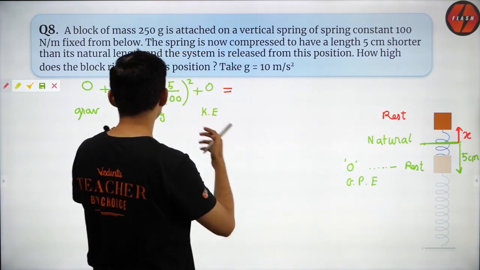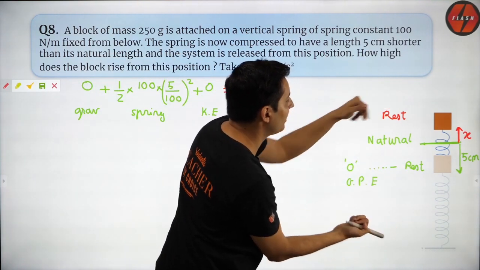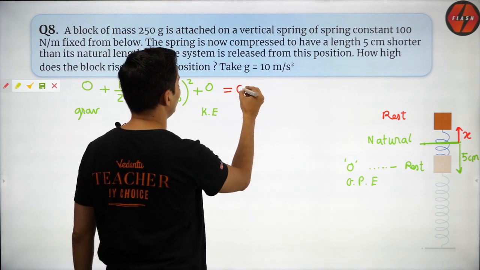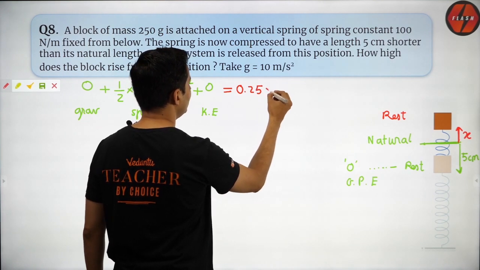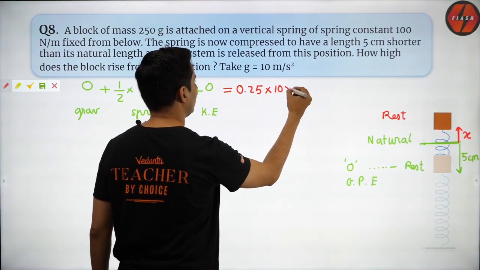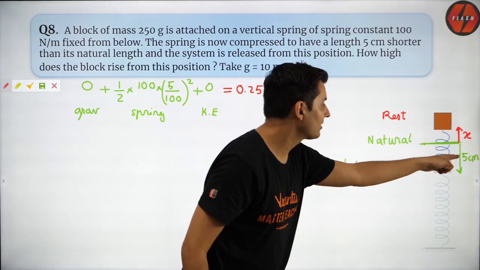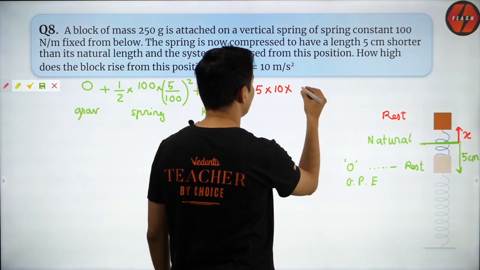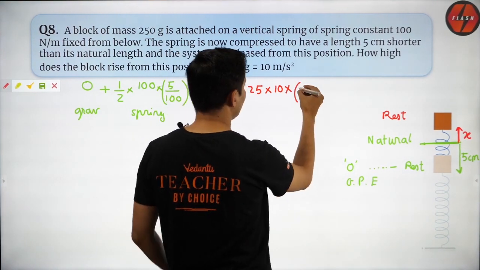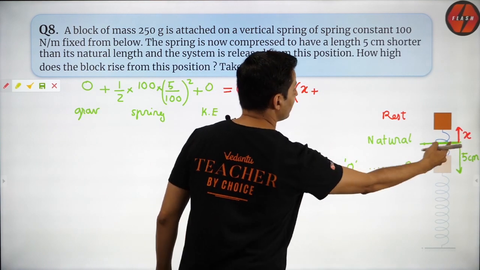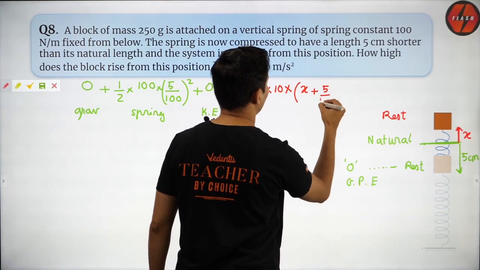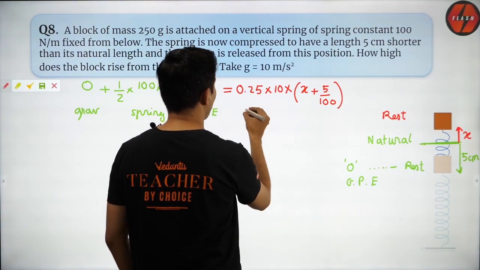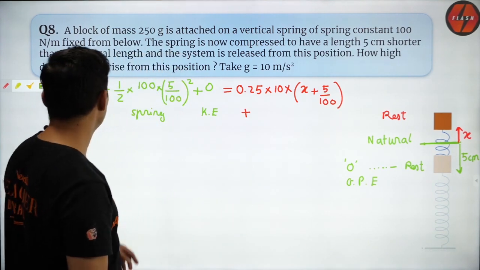Why? Energy is conserved. So what is the potential energy when it goes up? Here it will be M, which is 0.25 kg, G is 10, into H. H is not X. It is this plus this. Yeah, be careful. So it is going to be X plus 5, converted into meters, so 5 divided by 100. So that's gravitational energy, plus spring energy.